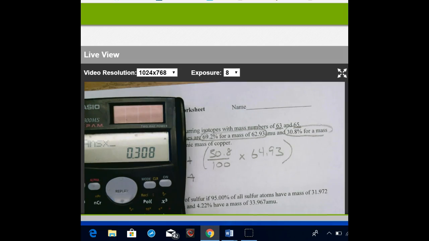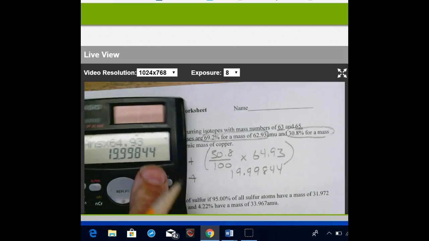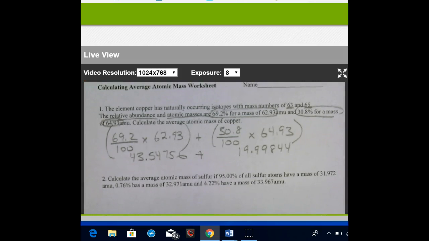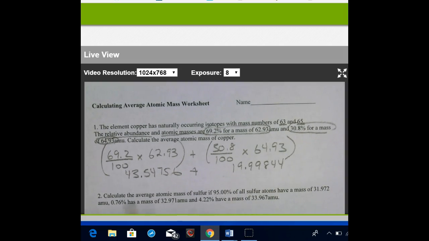Then I'm going to times it by 64.93, and that's going to give me 19.99844. Now, you might say, whoa, those are some big numbers, and I don't want to really add them together with all those decimals, and you don't really have to.